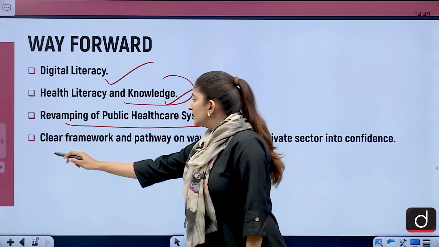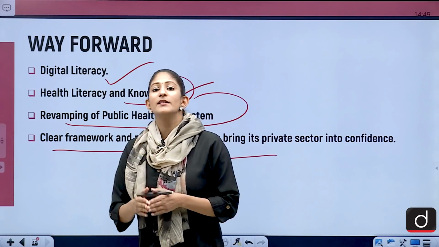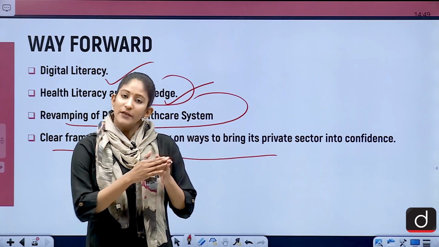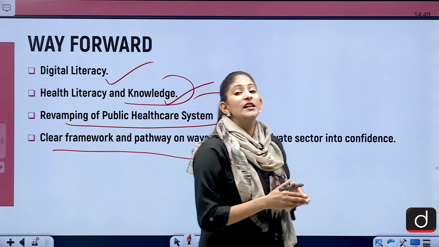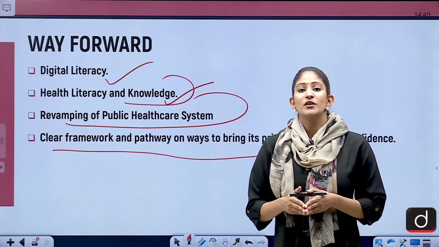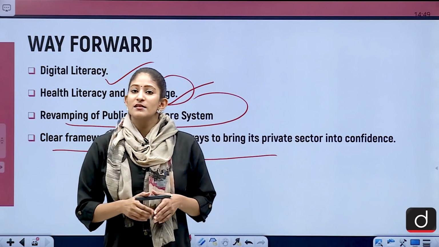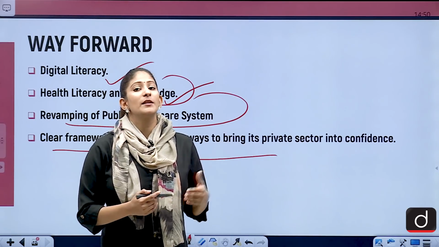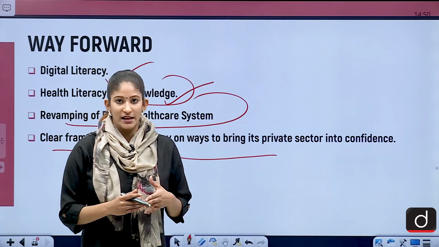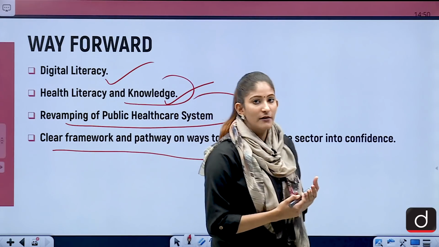And a clear framework and pathway on ways to bring the private industries into the healthcare infrastructure is also needed. Because it is not a very lucrative deal for private industries, right? And their inclusion in the Ayushman Bharat is also very low. So that is a big challenge, how to bring them into confidence so that they can be a part of National Digital Health Mission and then of course give benefits to the patients and citizens of India.